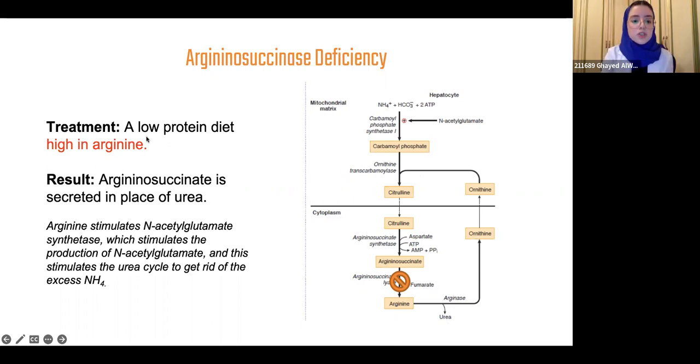So arginine has 2 benefits, right? One is to increase the production of N-acetylglutamate, and then the other one is to simply enter the cycle at this point. It's kind of like you're bypassing the step because you can't have the step. So instead of relying on argininosuccinate to give us the arginine that we need, the arginine can come in from the diet and then just enter the cycle from here. And that's how we can get our ornithine.